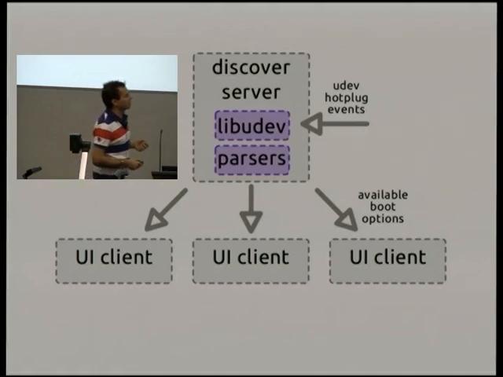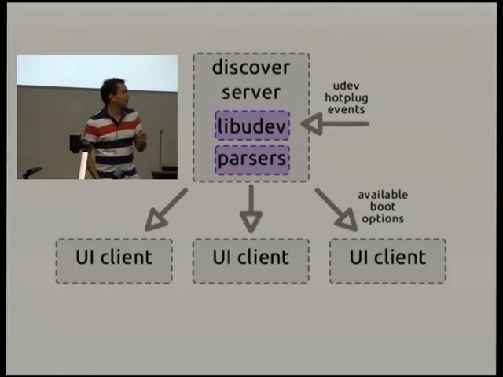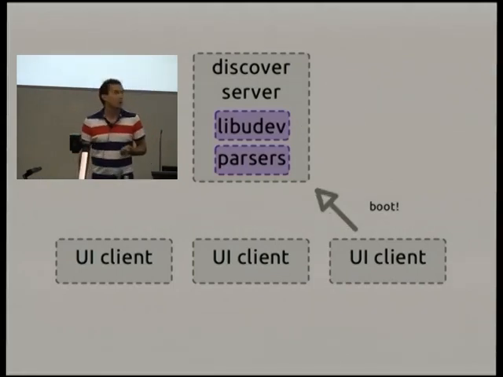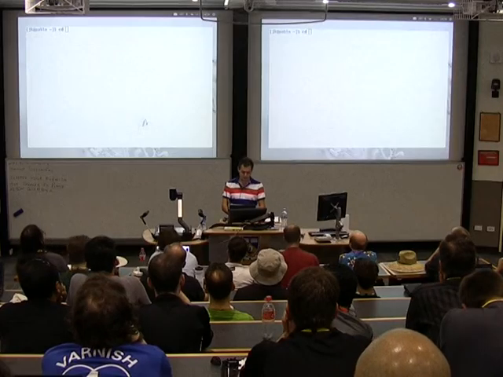So let's say a user comes along and is sitting on a serial port, interacting with Petitboot, and then sees a boot option and says, I want to boot that one. Just a small message is sent from the UI back to the server to say, boot this option here. And that's kind of it. Then the discover server runs kexec and we're happily running our new kernel. So rather than just pictures, I'll do a bit of a demo.